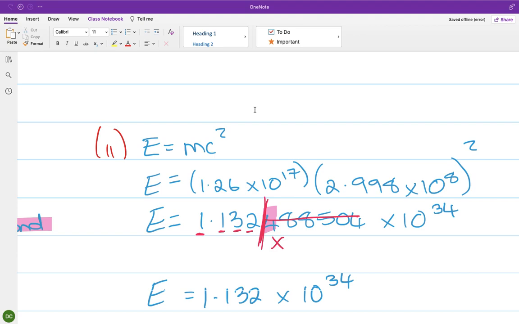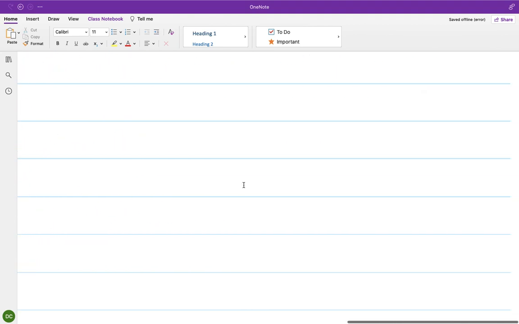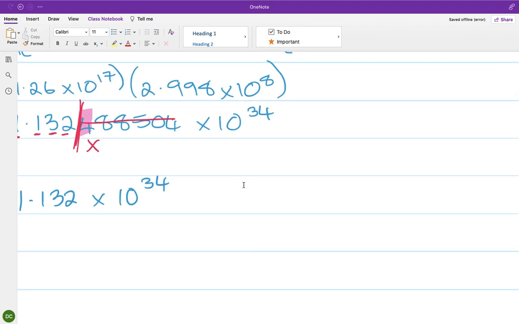And I think the question said it was going to be in joules. E is the amount of energy produced in joules, so we don't need this, but J.